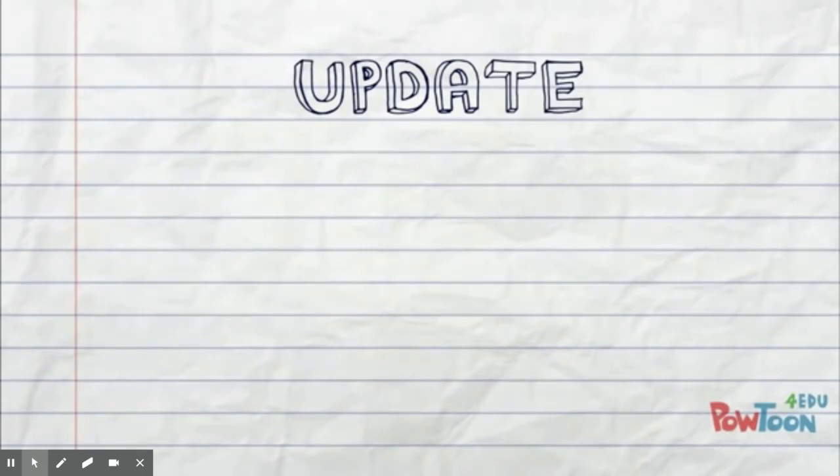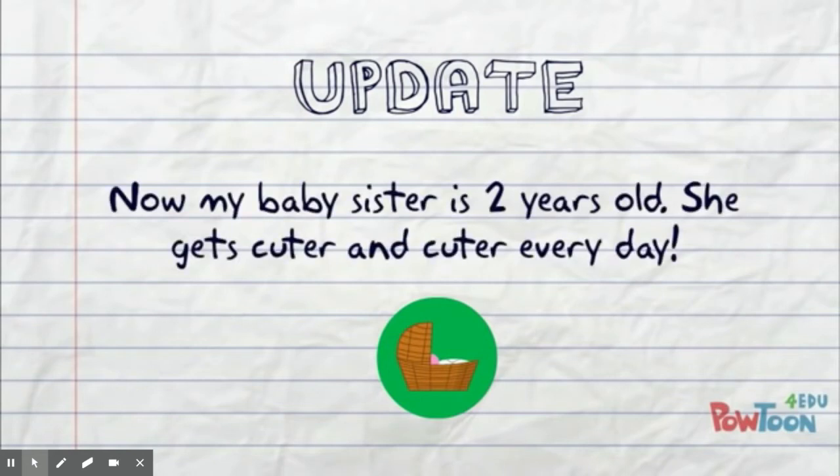Lastly, if you're writing about something that happened a long time ago, you might give the reader an update. For example, if you write about the day your baby sister was born, your closing might say, "Now my baby sister is 2 years old. She gets cuter and cuter every day."